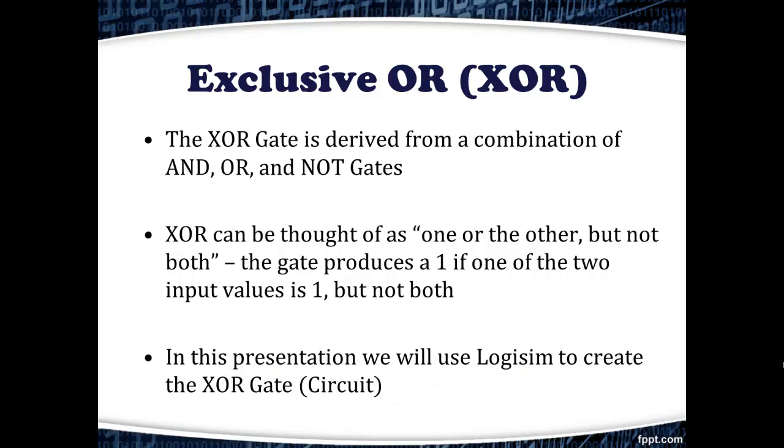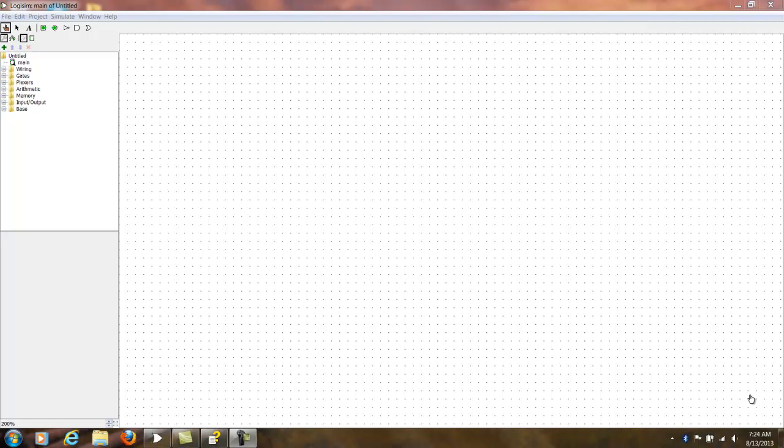So let's take a look at Logisim, a piece of software that allows us to create circuits. And we'll derive the XOR gate. In this presentation, we will derive the exclusive OR, or XOR gate, using some of the existing gates we've already looked at. Now the software tool I'm using here is Logisim, something we'll use in class. So this video will also serve as an introduction to Logisim.